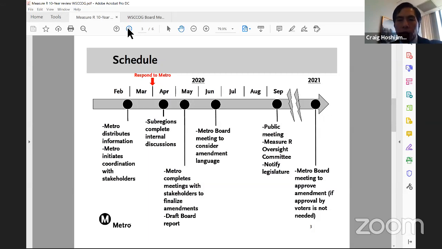Then we've got some technical issues to deal with. We have to go to an oversight committee and notify the legislature. And unfortunately, in the state law that approved Measure R, we have to give the legislature a year advance. So we're going to have to wait for a year for the amendment to actually take place. But we don't think that's going to inhibit any of the requests that we've gotten to date from the subregions. Next slide, please.